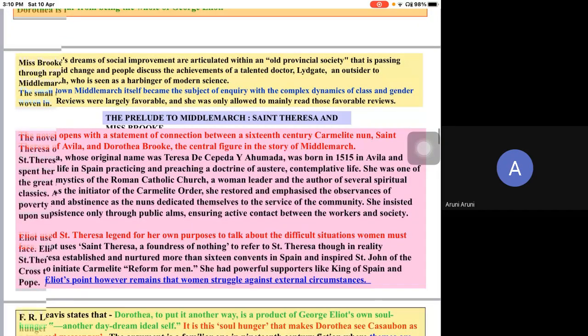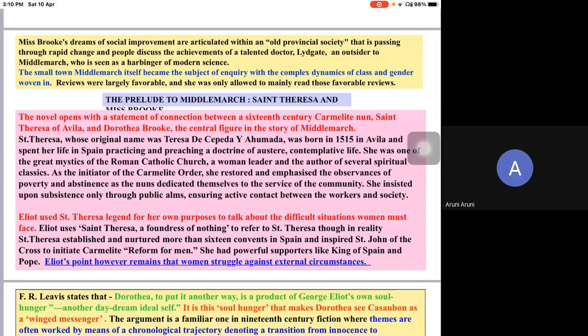Now, Miss Brooke's dreams of social improvement are articulated within an old provincial society that is passing through rapid change, and people discuss the achievements of a talented Dr. Lydgate, an outsider to Middlemarch, who is seen as a harbinger of modern science. So look at the character of Miss Brooke like this: someone who dreams of social improvement, in a place like Middlemarch, which is a very old provincial society. Even such a society was going through a lot of rapid change, and a doctor with modern ideas, thoughts and research methodologies is discussed as a person who has come to live in Middlemarch.